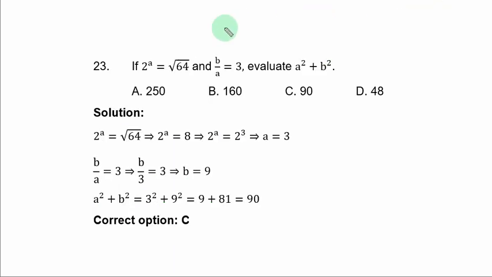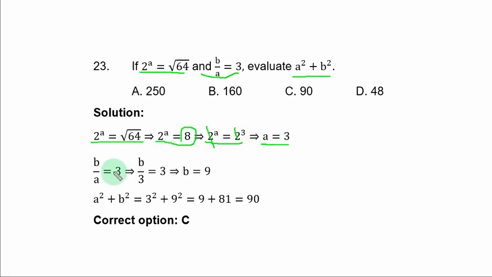Question 23. If 2 power a is equal to root 64 and b over a equal to 3, evaluate a squared plus b squared. So let's get a and b values. From the first term there, 2 power a is equal to 8. Now you can express 8 in base 2. So you have 2 power a equal to 2 power 3. If you equate the bases, a is equal to 3.